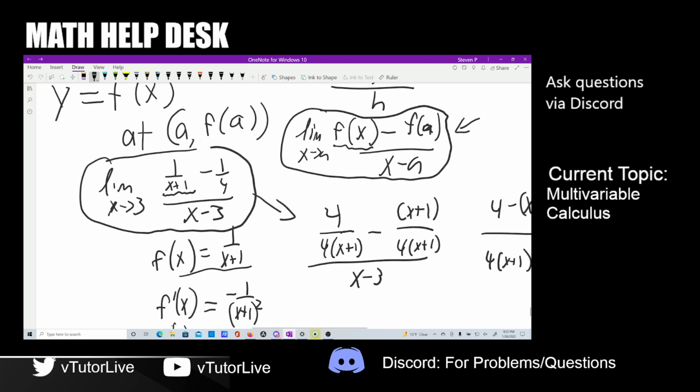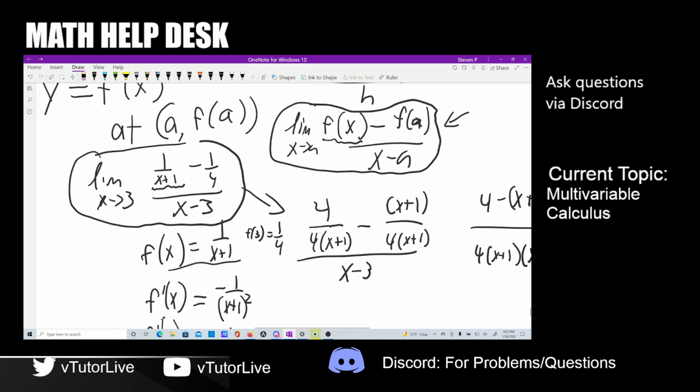And just as a sanity check, if we plug in f of a for a equal to 3, if we plug in f of 3, this just becomes 1/4, which matches up nicely with what's over here. So that's the first part of the problem, where we figure out that f of x is 1 over x plus 1.